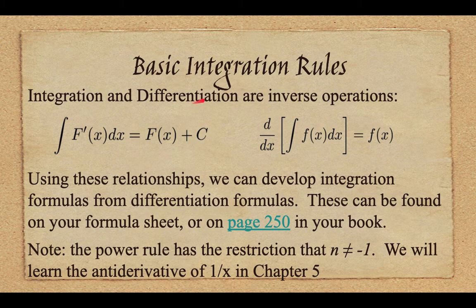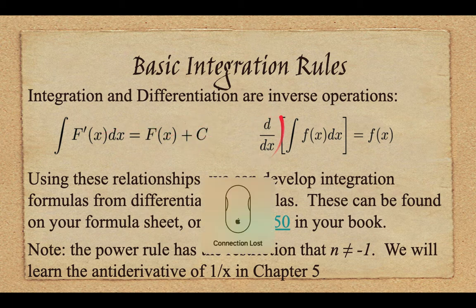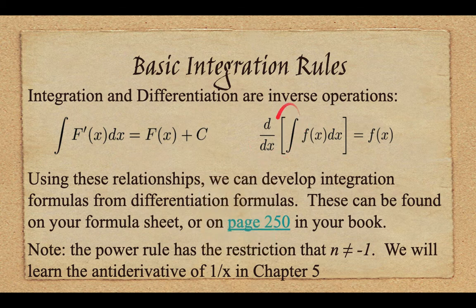So again, we get to this idea: it's the antiderivative because they're inverse operations. The integral and the derivative cancel out. So if I take the integral of f prime of x, I get f of x plus my constant. If I take the derivative of the integral, they cancel out and I get my function.